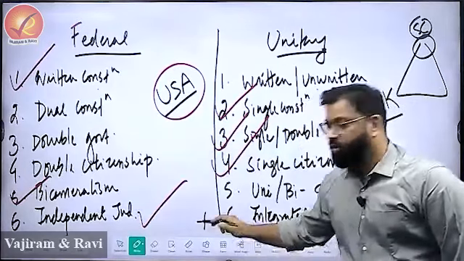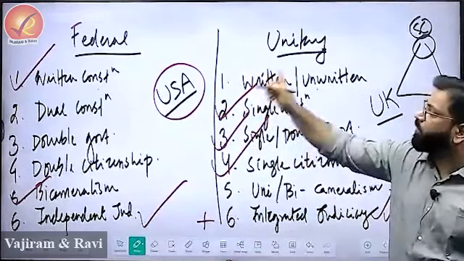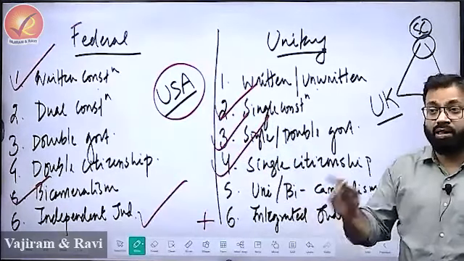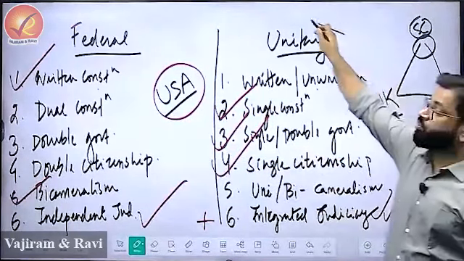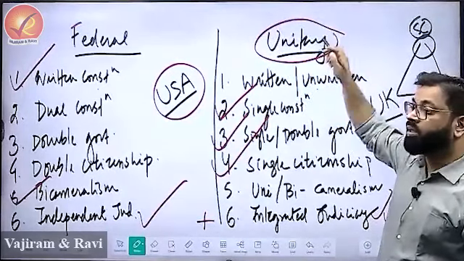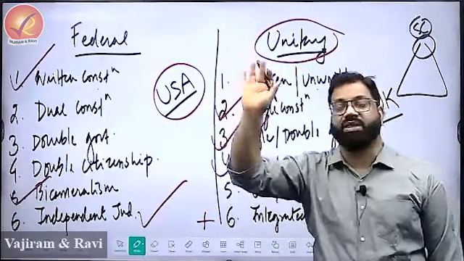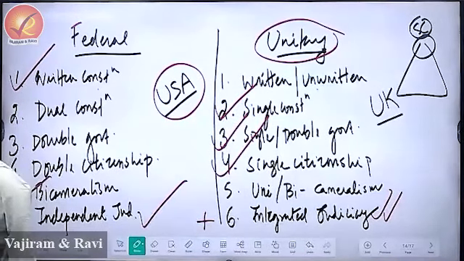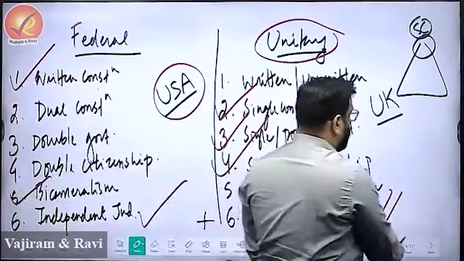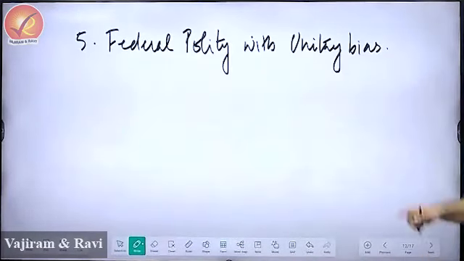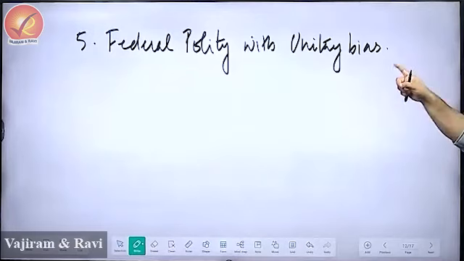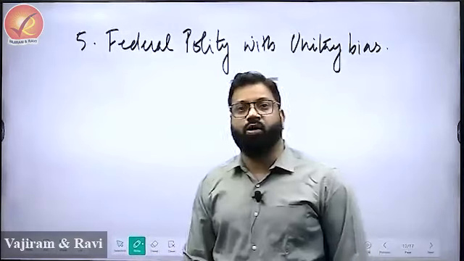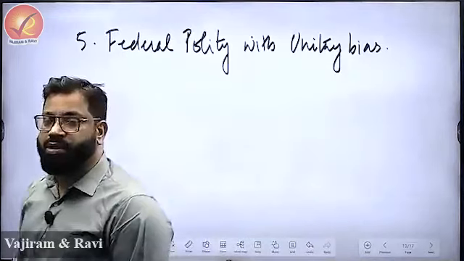Yes, we adopted both. So if you look at the features of federal polity and unitary polity, you will see that we have got features of both. But if you look at the inclination of the polity, it is more towards unitary polity. Rather, the constitution nowhere writes that we are a federal polity or federation. Rather, it writes that we are a union. As such, one of the salient features of our constitution is that we are a federal polity with unitary bias. Understood? Others, cameralism means houses. Bicameralism means two houses.